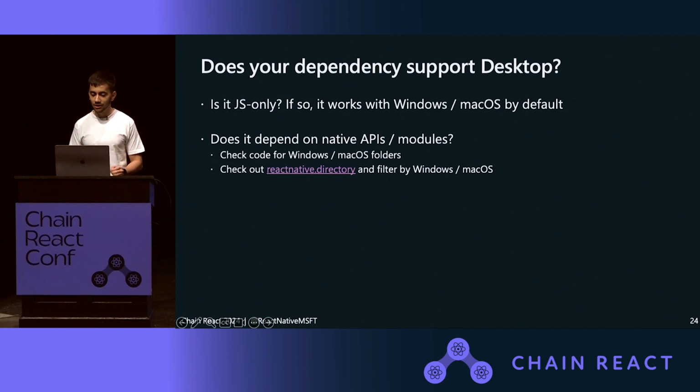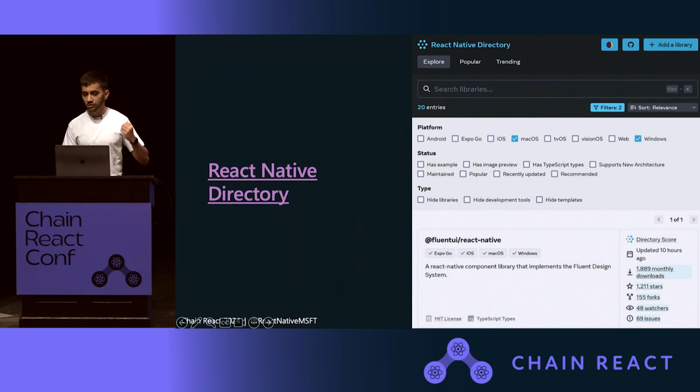If your dependency is fully JS, that is, it doesn't use any native code, it should just work with the desktop platforms. But if they do use native code, there are two ways to find out. You can, of course, search in the module code for a Windows or macOS folder in the library source code to see if they have the native implementation for those platforms. But also, a lot of popular community modules are on React Native Directory, which you can find here. And you can just filter by desktop apps, like you can see, and other platforms to see if your community module has support for those platforms.